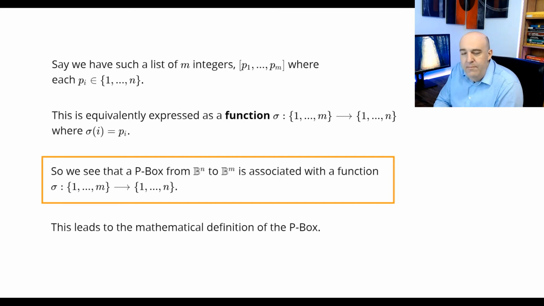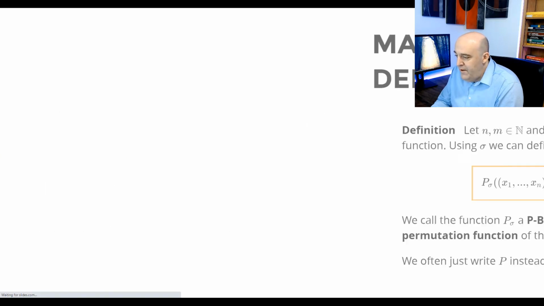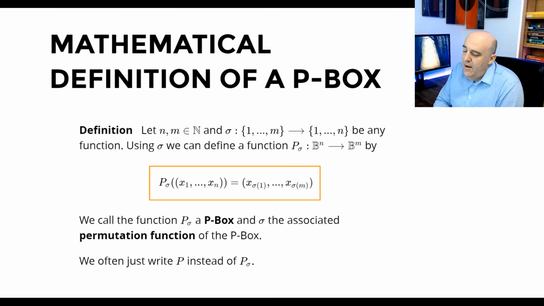because then we see that any p box from Bn to Bm is really associated with, or coming from, a function sigma from the segment 1 up to m to the segment 1 up to n. And this really leads to the mathematical definition of a p box. And here it is. Let's just say we have any two positive integers n and m, and we take a function sigma from the segment 1 up to m to the segment 1 up to n, and let that be any function. And the idea is that using that function sigma, we can define a p box from Bn to Bm.